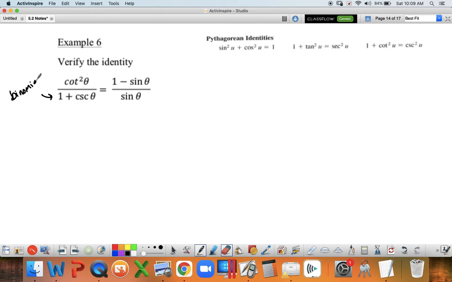But I'm going to start with the left-hand side because it's got that binomial that we don't like. We don't like those two terms in our denominator. So I'm going to see what I can do here. Well, I've got a cotangent squared in my numerator, and I see over here that cotangent squared is going to be equal to cosecant squared minus 1. So I'm going to go ahead and replace cotangent squared with cosecant squared theta minus 1.